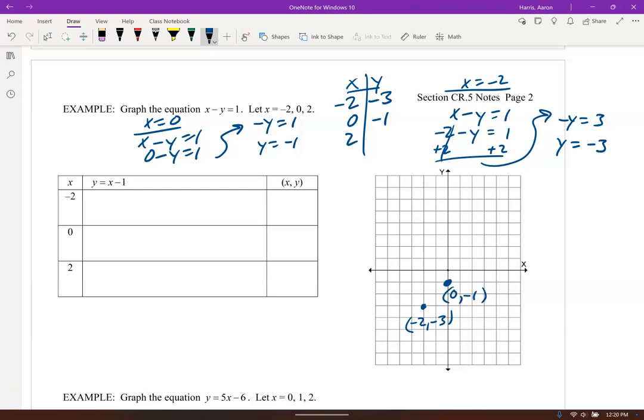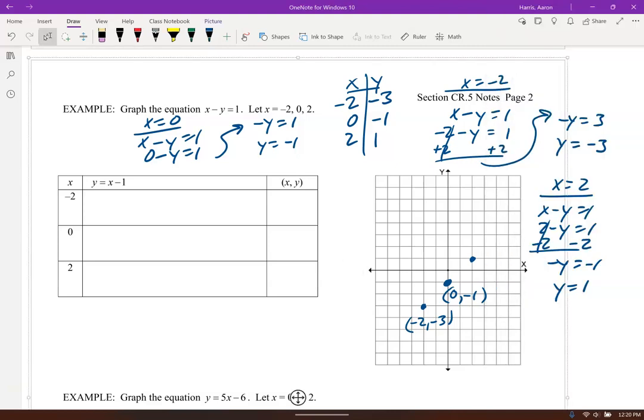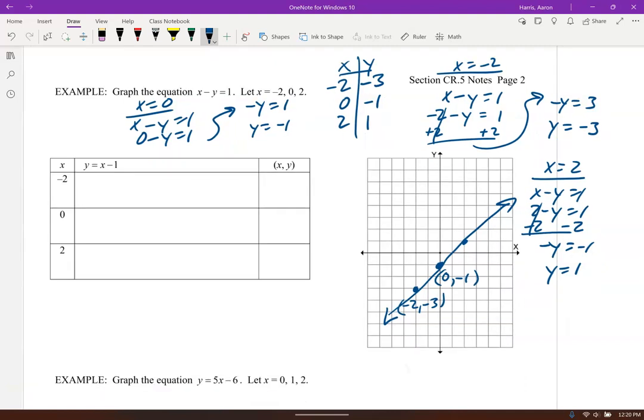And finally, let's let x be 2. Subtract 2 from both sides, so I have -y equals -1. Divide by -1, so y equals 1. When x is 2, right 2, y is 1, up 1. And now we can go ahead and connect the dots here. Oops, I didn't draw that very well. But that's how you graph a basic linear equation, by plotting points.